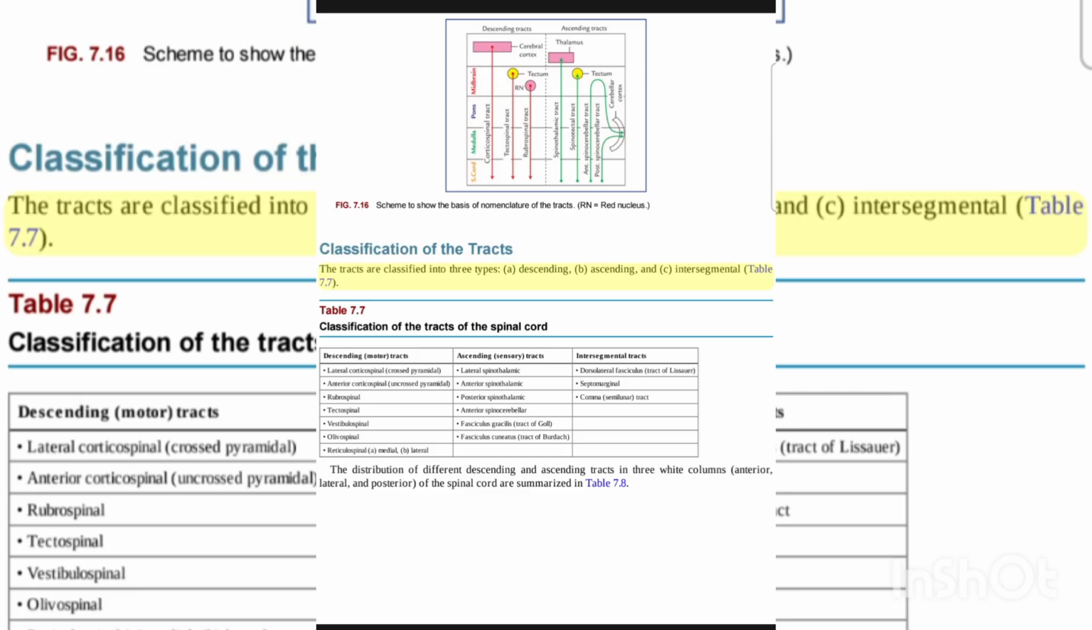Classification of the tracts. The tracts are classified into three types: A. Descending, B. Ascending, and C. Intersegmental. Table 7.7 Classification of the tracts of the spinal cord. The distribution of different descending and ascending tracts in three white columns, anterior, lateral, and posterior, of the spinal cord are summarized in Table 7.8.